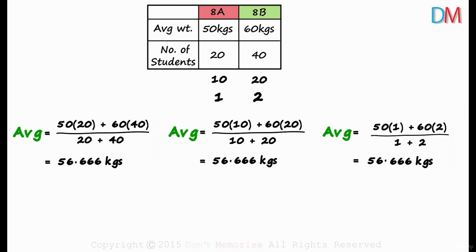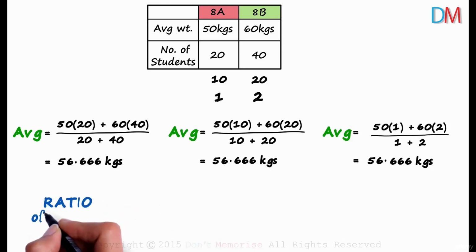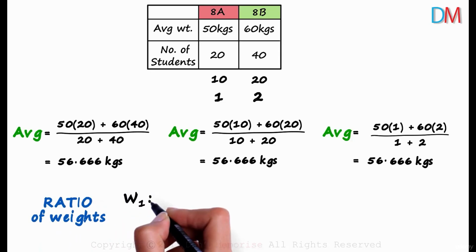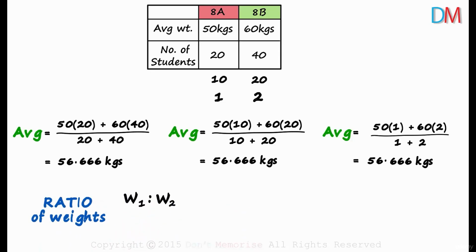So this tells us something extremely important. We don't really need the individual weights. All we need is the ratio of the weights. If the individual weights were W1 and W2, then just the ratio W1 to W2 is enough to find the overall average. So in this particular problem, when we saw 20 and 40, we could have written the ratio as 1 to 2 and then found the overall average. It just makes our calculation simpler.